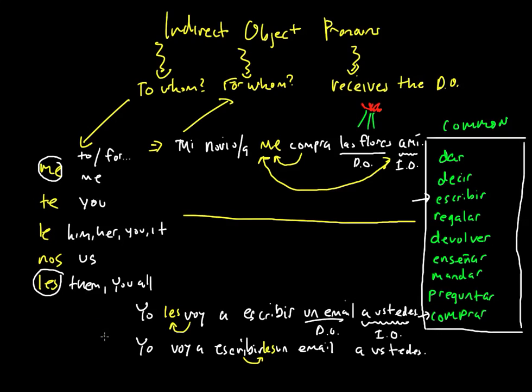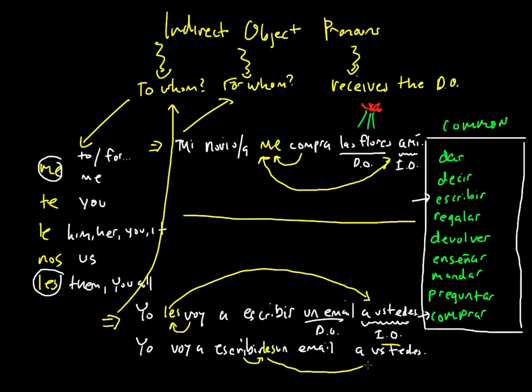If we look at these two sentences down here, they answer the question, to whom? Okay, so to whom am I going to write an email? Well, I'm going to write the email a ustedes. Okay, and once again, les has to agree with a ustedes, and this le has to agree with ustedes.